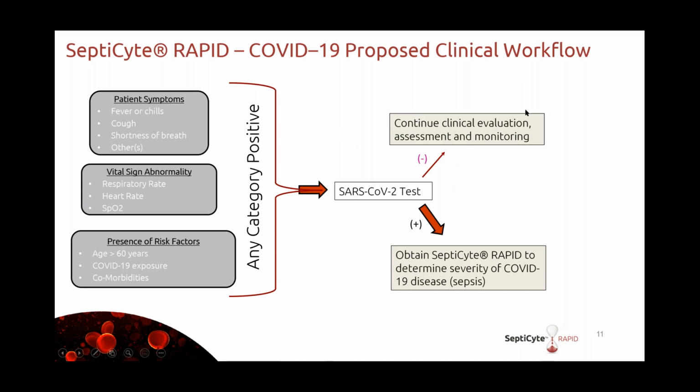Those patients then have a SARS-CoV-2 test. If this is negative, continue evaluating this patient for other etiologies of disease, including bacterial sepsis and other possible etiologies. If SARS-CoV-2 positive, then we suggest we undertake a SeptiCyte RAPID test to determine the severity of this disease process.